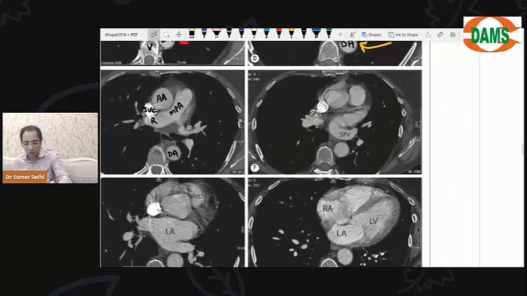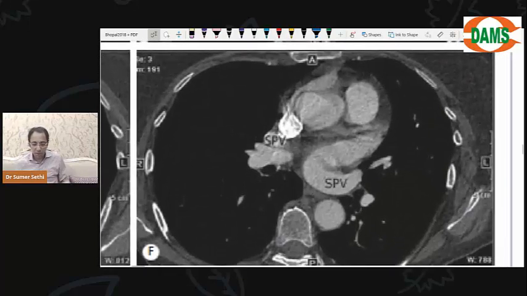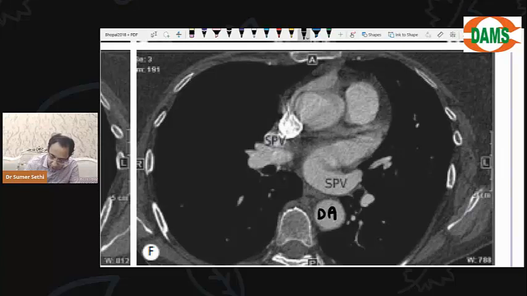Okay, now we are about to finish it, beta. We are about to finish it. Now when you go down, you can see the descending aorta right next to the vertebra, and the ascending aorta looks dilated now because this is the aortic root.